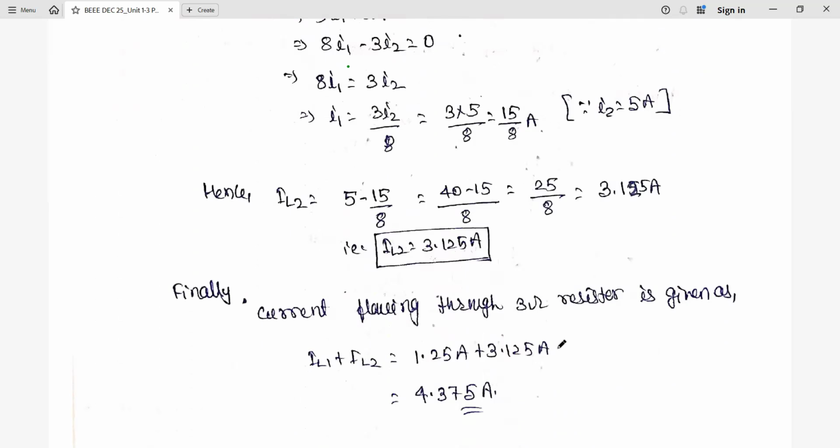And we know the I2 value, which is the same in loop 2, that is 5 amperes. So I1 is 3 into 5 upon 8. This is the I1 current that passes in the loop. Finally, to obtain the actual current passing through the 3 ohm resistance, IL2 is obtained by the expression I2 minus I1. So 5 minus 15 upon 8. Here the source is 5 amperes, which is our I2 current.